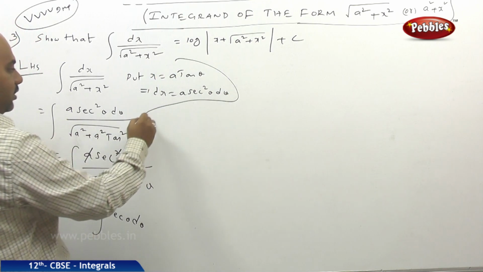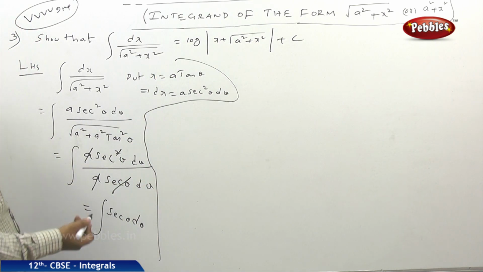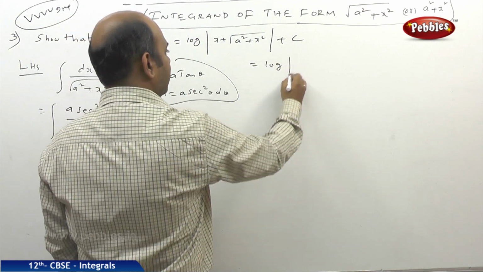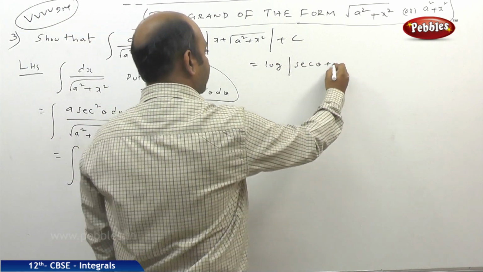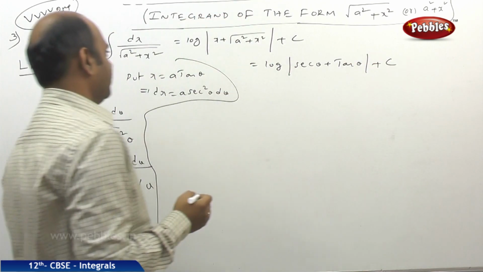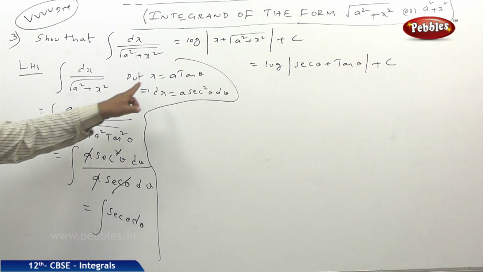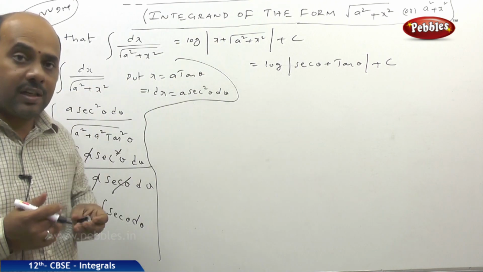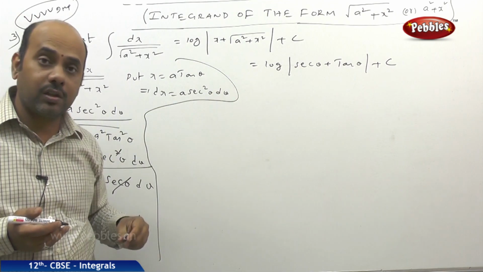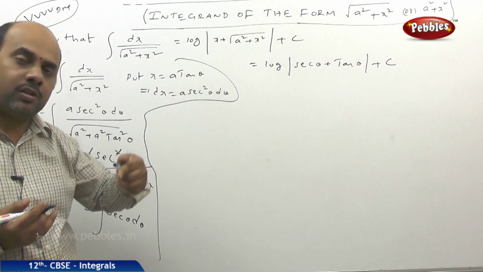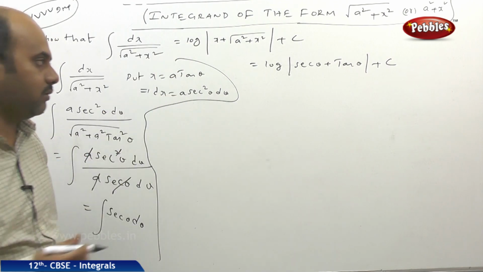In the morning class only, just now we explained the integral of secant theta d theta. The integral of secant theta d theta means log mod secant theta plus tan theta plus c. But here x is equal to a tan theta is given to us, and the answer should be in terms of an algebraic expression, but we got it in terms of a trigonometric expression. So we need to convert these trigonometric values into algebraic values.